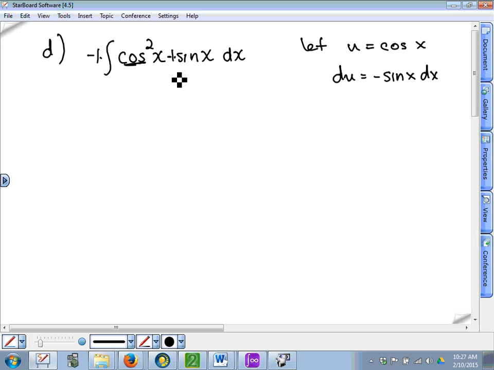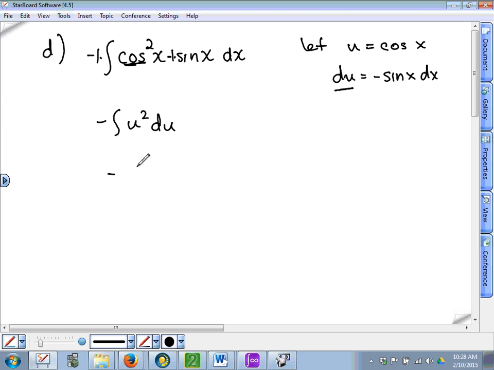Okay. Why did this have to have a minus sign though? So it can equal negative sine x dx, so it could equal du. Now is everything accounted for? Yeah. So let's make the substitutions. What is cosine? u. So this squared becomes negative integral of u squared times du. Now we integrate.